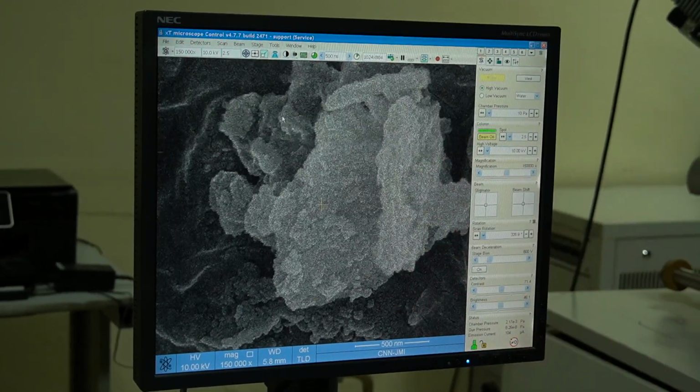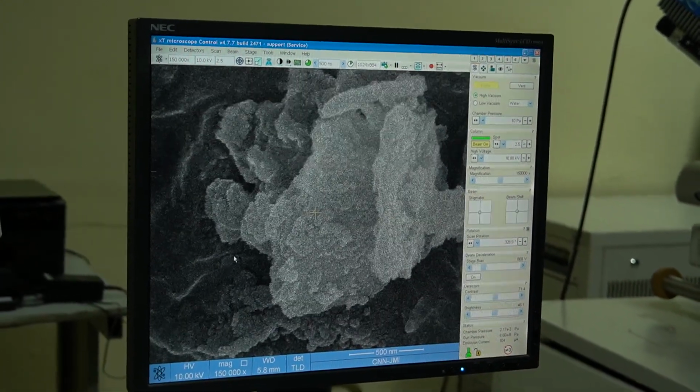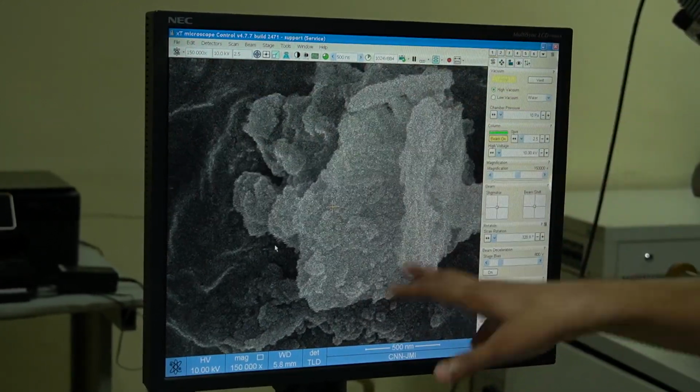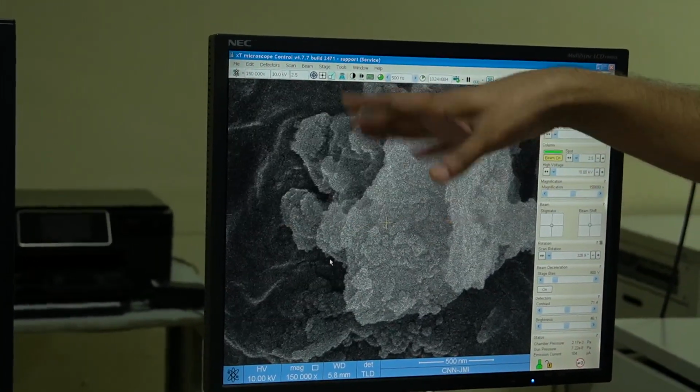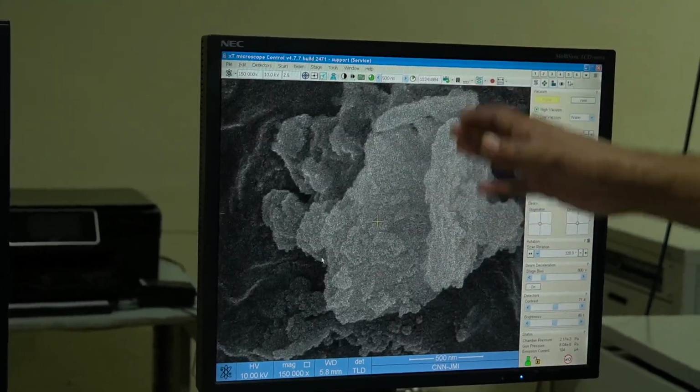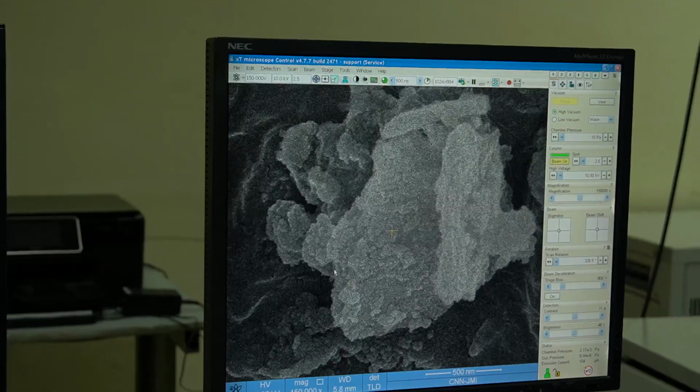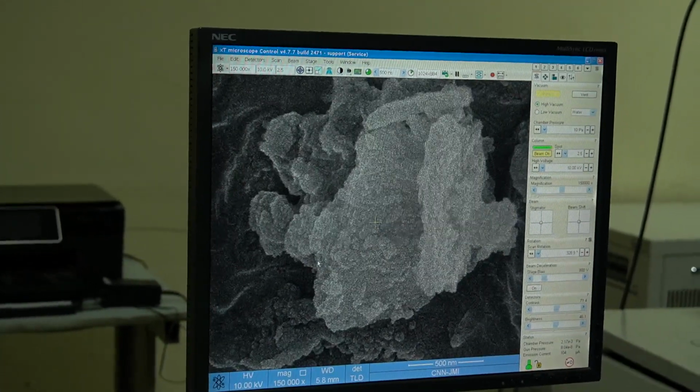I have magnified that window. So presently it is at a scale of 500 nanometer. Like the whole window is of dimension of 500, because it's a square window, so the length is scaled up to 500 nanometer. That area of 500 nanometer is the scanning length.